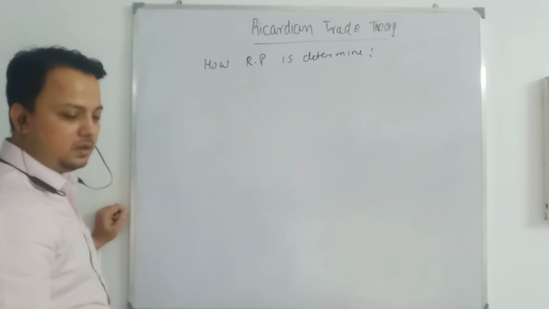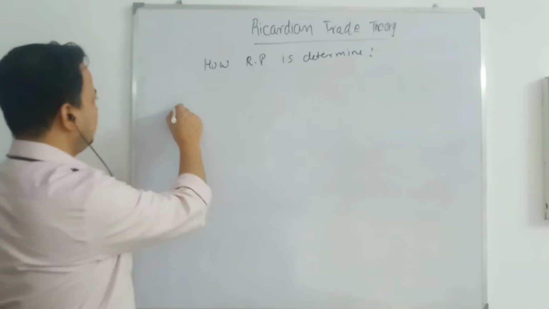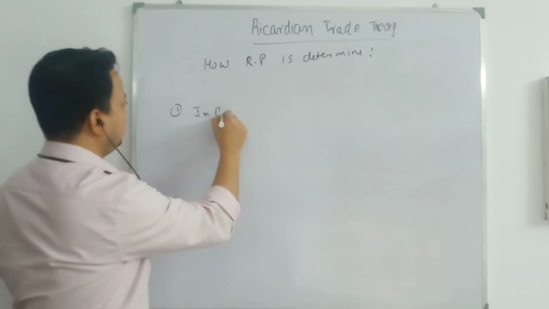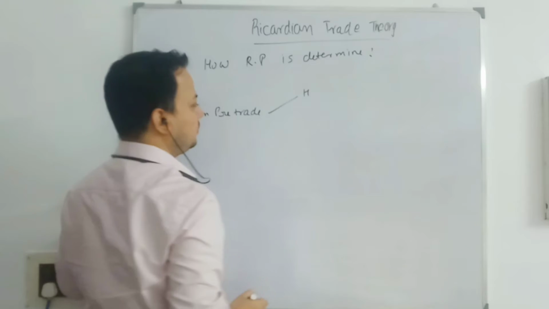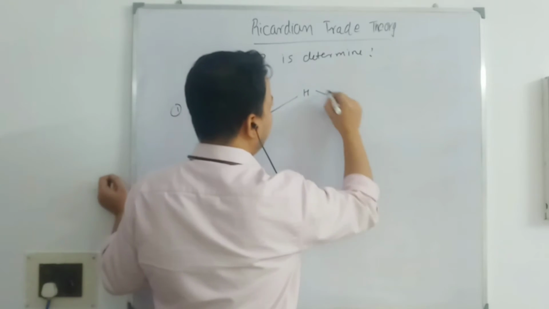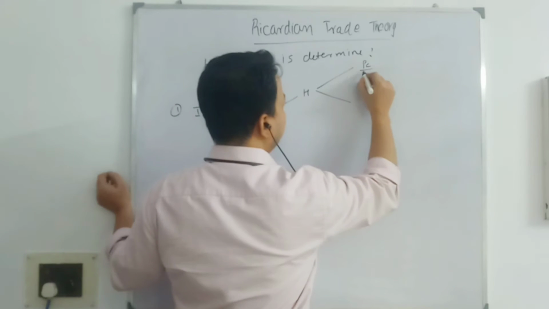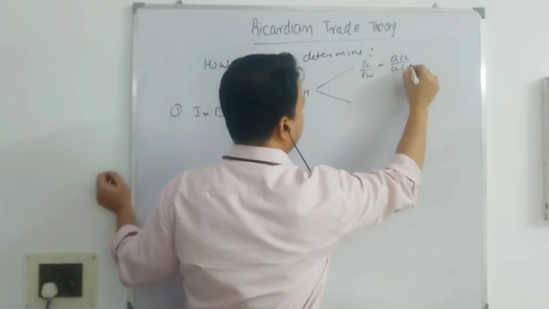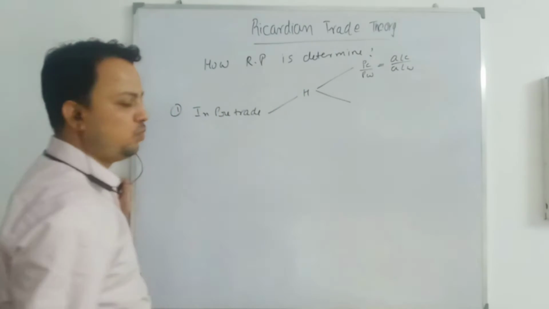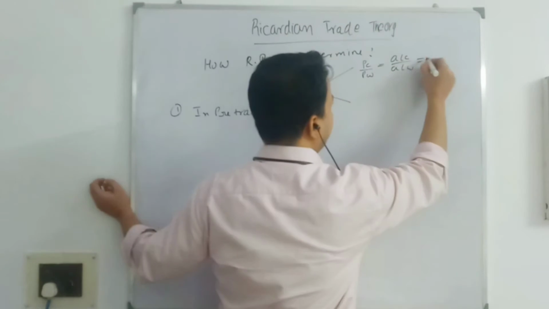So in the pre-trade situation, what do we see? When we are looking at the home country, we can look at it in two ways. The relative price of cheese must be equal to the opportunity cost of producing cheese in the home country, then the home country will be producing both goods, right? And this comes out to be 0.66, if you remember.